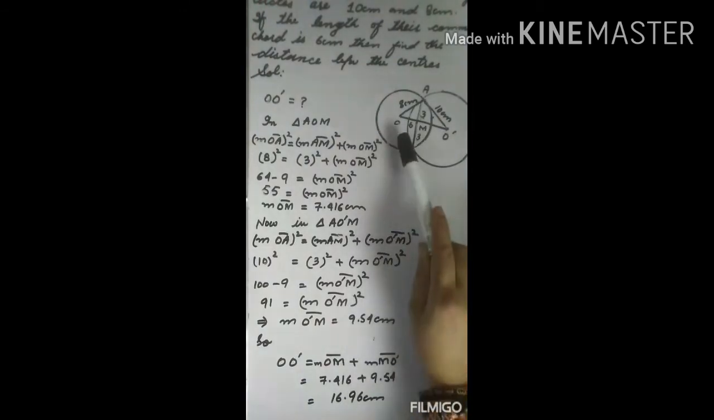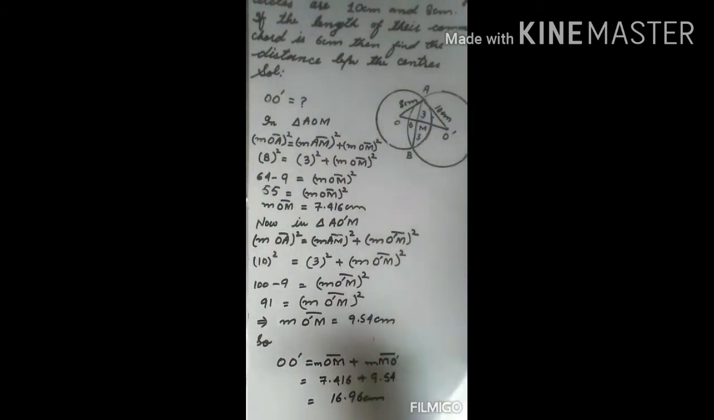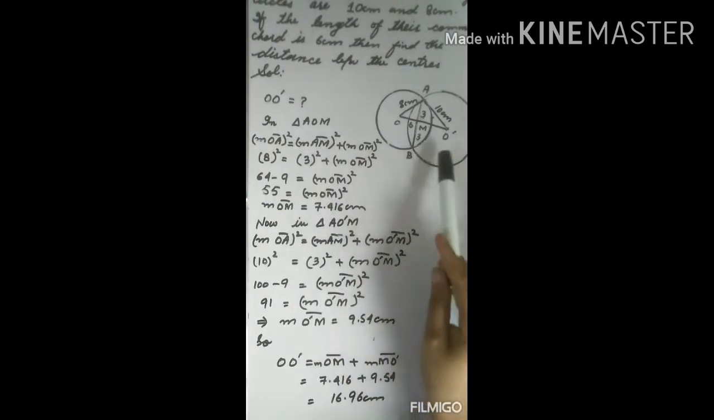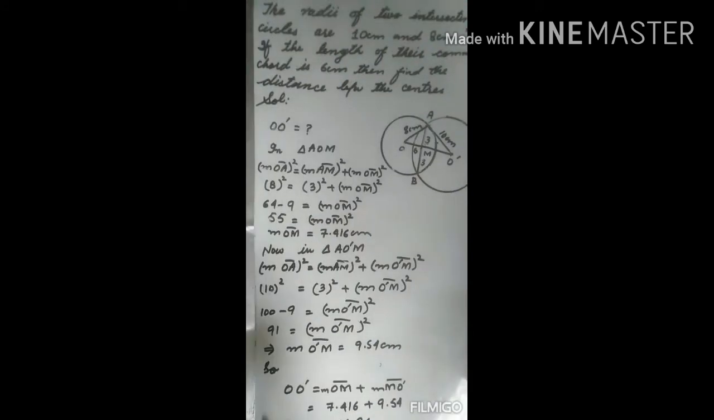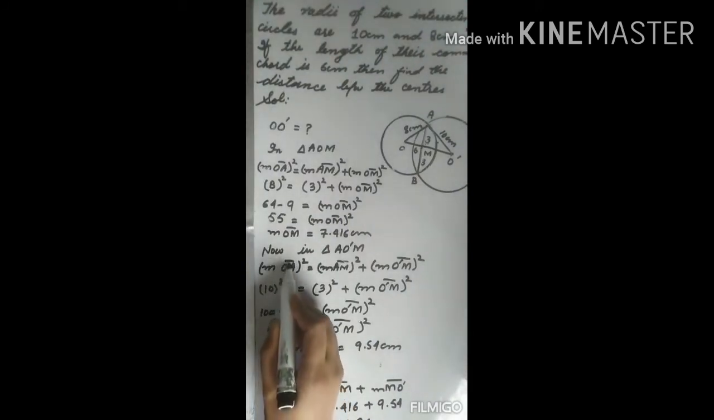As I have told, I have to find out the distance OO bar, that is equal to OM plus MO bar. So we will add both of these distances which we have found. 7.416 plus 9.54, that is 16.96 centimeter. So distance between centers is 16.96 centimeter. Students, here it is O bar A.